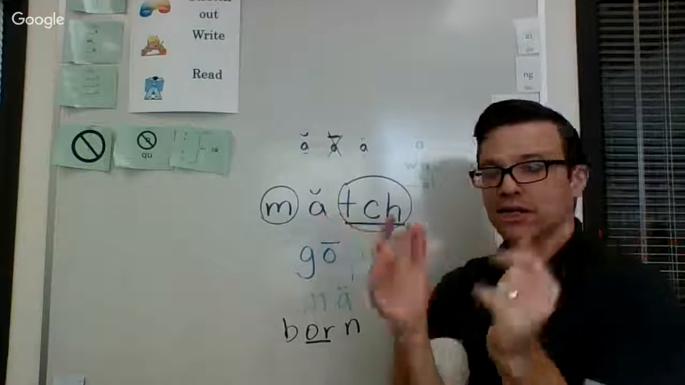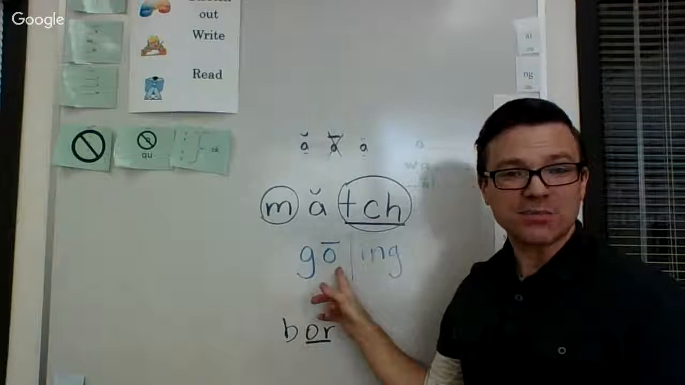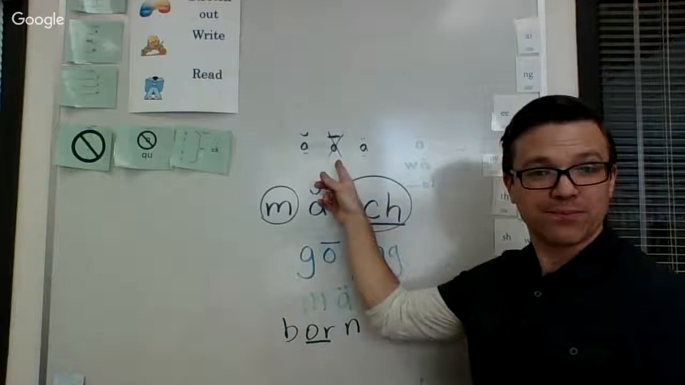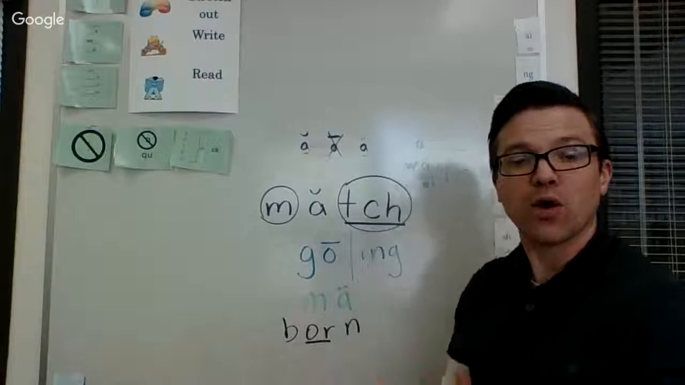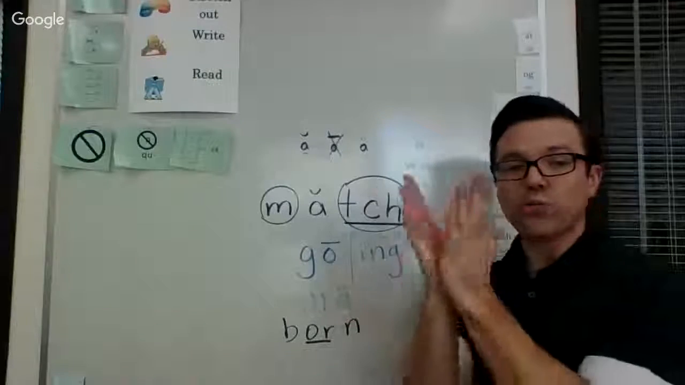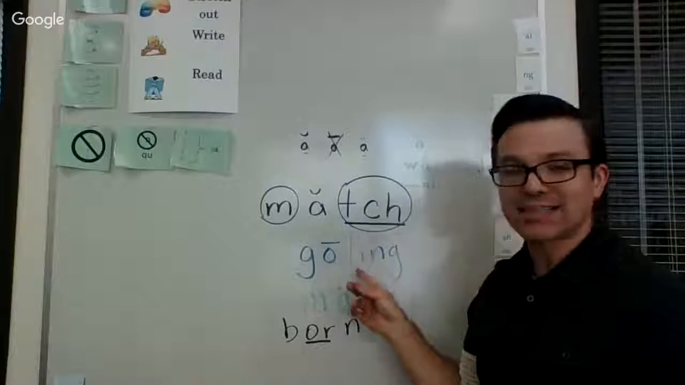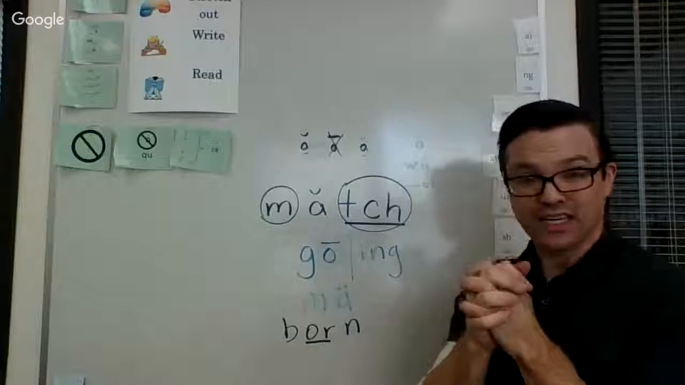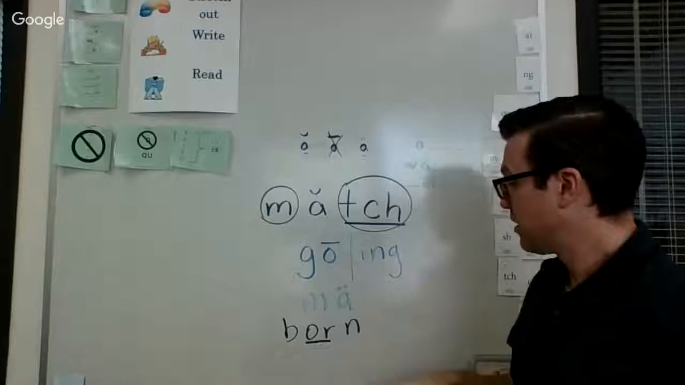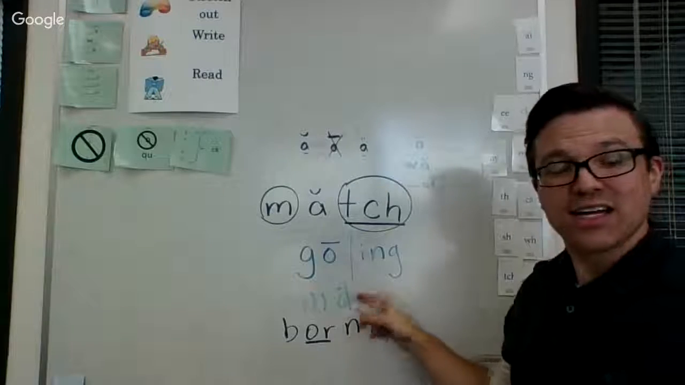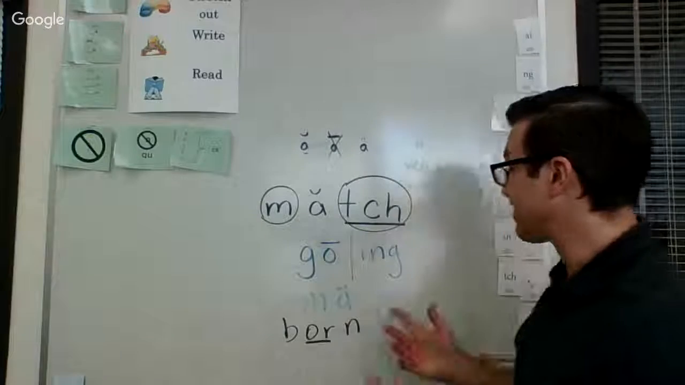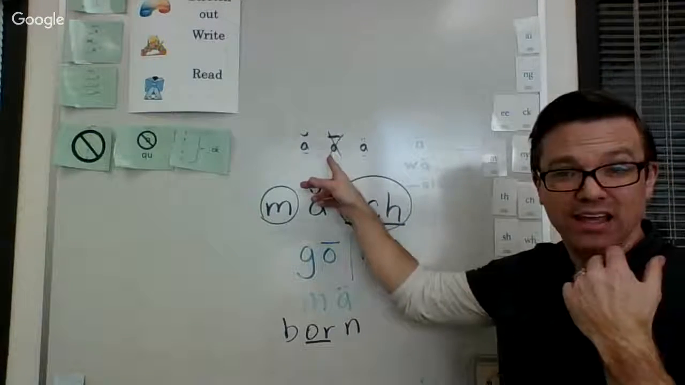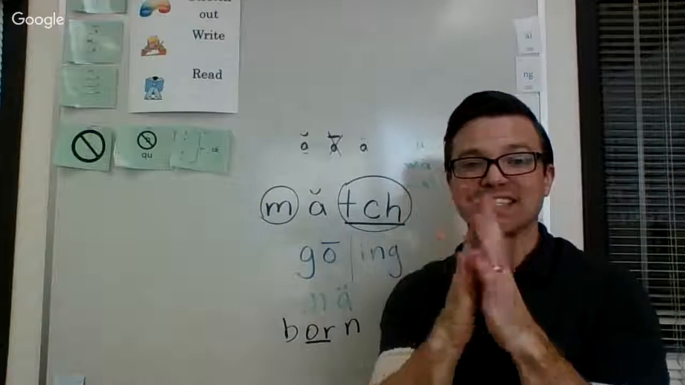Open means the vowel is at the end of the syllable, it's going to say its name. So like going or become, okay? Those are open syllables because there's no consonant on the other side closing it in, all right? The A, if it's at the end of a word, it often says ah. If it's at the end of a syllable, it's going to say a. But if it's closed in, it's going to say ah.